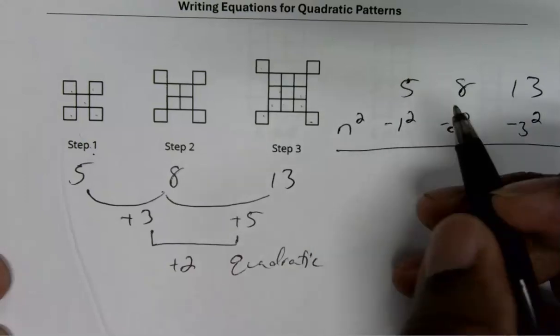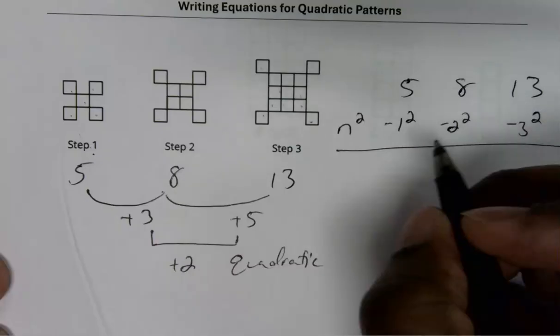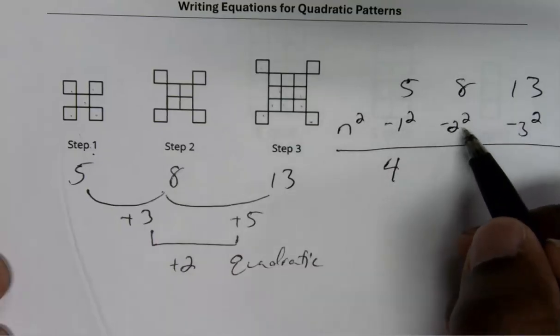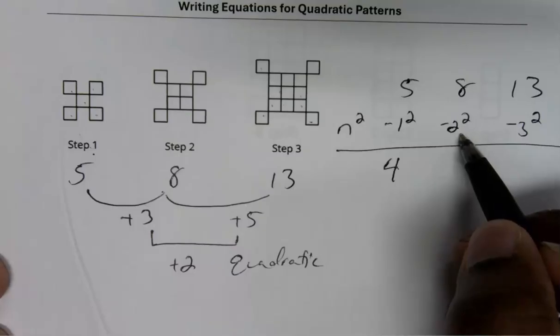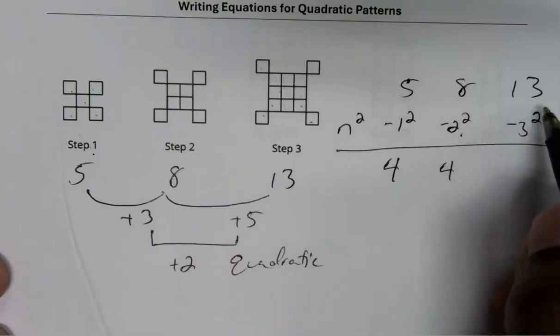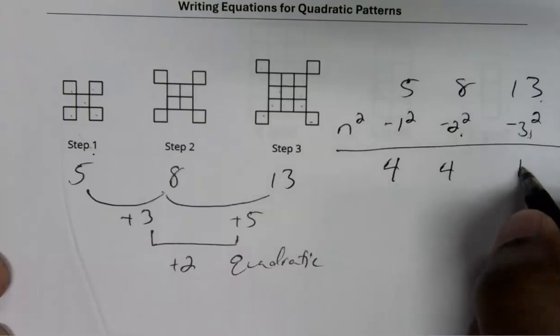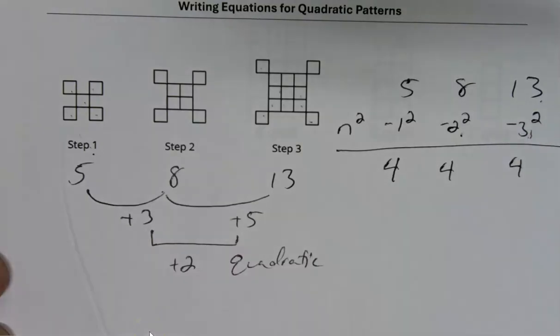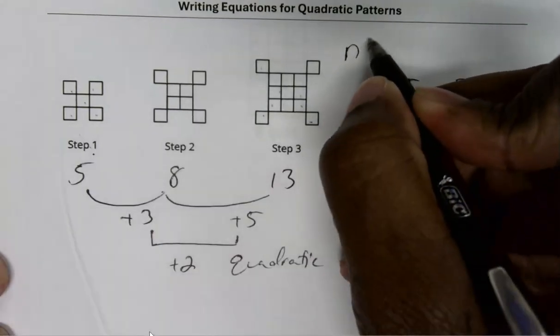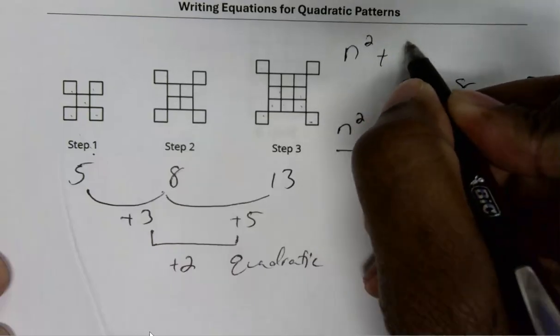So 5 take away 1 squared, that means 5 take away 1, so it's 4. 8 take away 2 squared, 2 squared is 2 times 2, so that's 4. So 8 take away 4 is 4. And then 13 take away 3 squared, 3 times 3 is 9. So 13 take away 9 is also 4. So if I understand that, I can simply write my formula: the stage number squared plus 4 more.